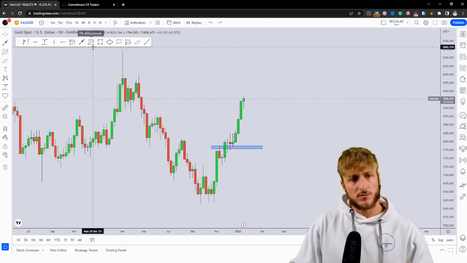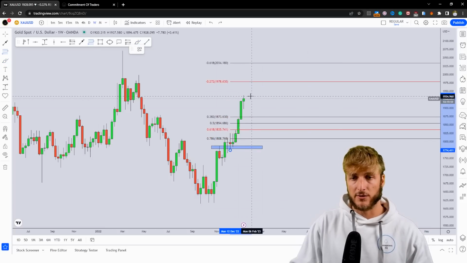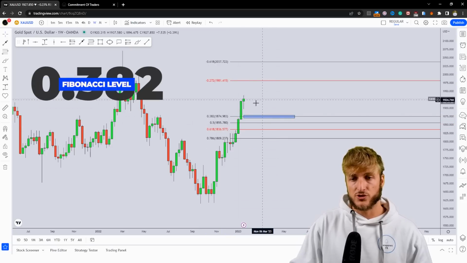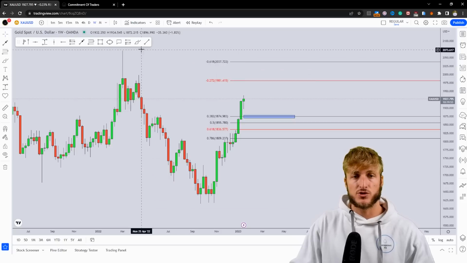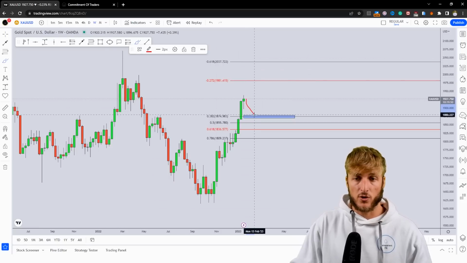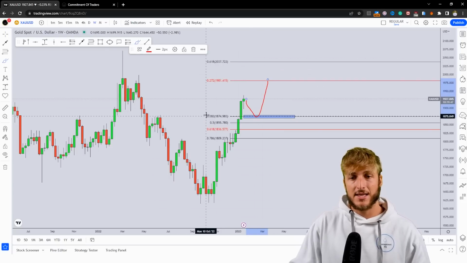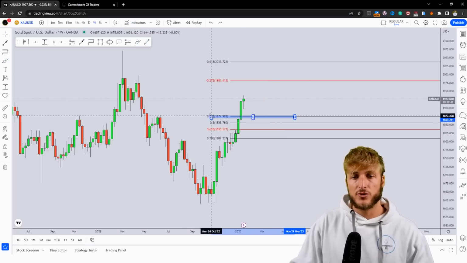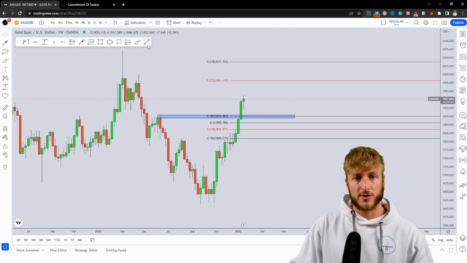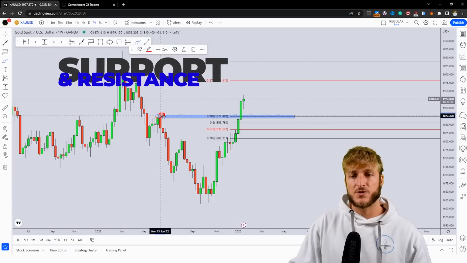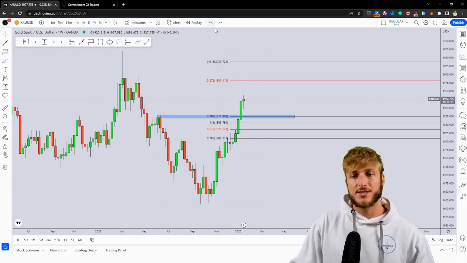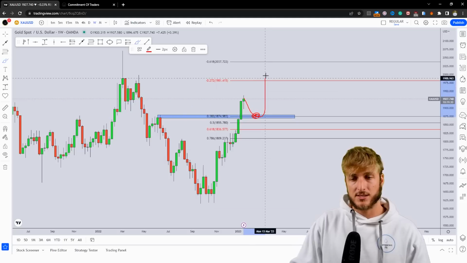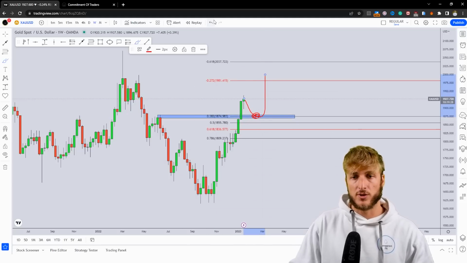Now, if we take our Fibonacci from the low to the high of this impulse, we can see how at the moment the 0.32 Fibonacci retracement, which is the first Fibonacci retracement that you expect the market to create a correction to before then continuing higher, is at the moment exactly at this area. Now, why is this relevant? Because the 0.32 at the moment is lining up perfectly with this previous weekly resistance turned support. Now, this creates a confluence of support at this area that we could expect this market to want to test before then getting rejected to the upside.